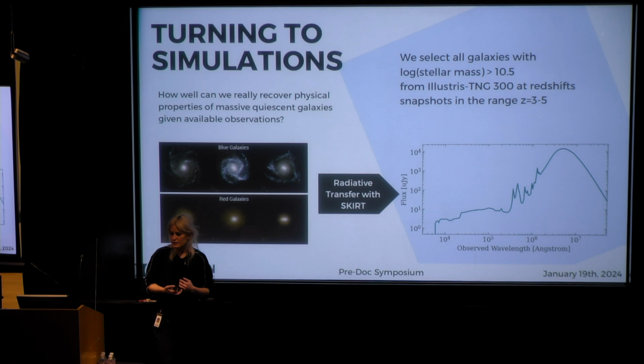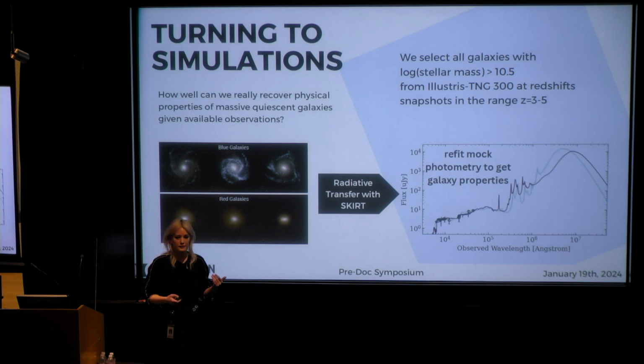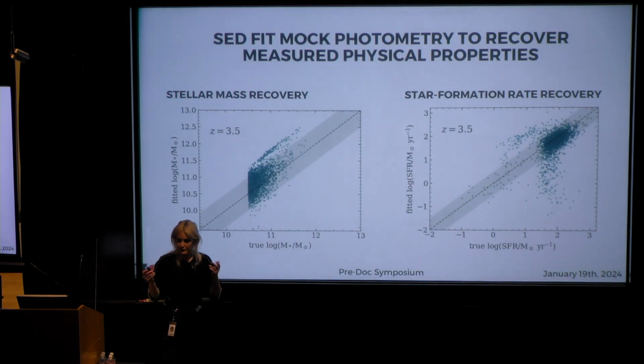With those galaxies, we can perform radiative transfer with SKIRT to get a synthetic SED, the figure on the right there. From the synthetic SED, we can then generate some mock photometry. It's done here for Sheila, but this can be done for any survey of your choice. And from the mock photometry, we then go back and refit based on our SED fitting codes. From that, we then have physical properties. Since we're working with simulations, we know the truth, so we can use that to see how well we're recovering the physical properties.